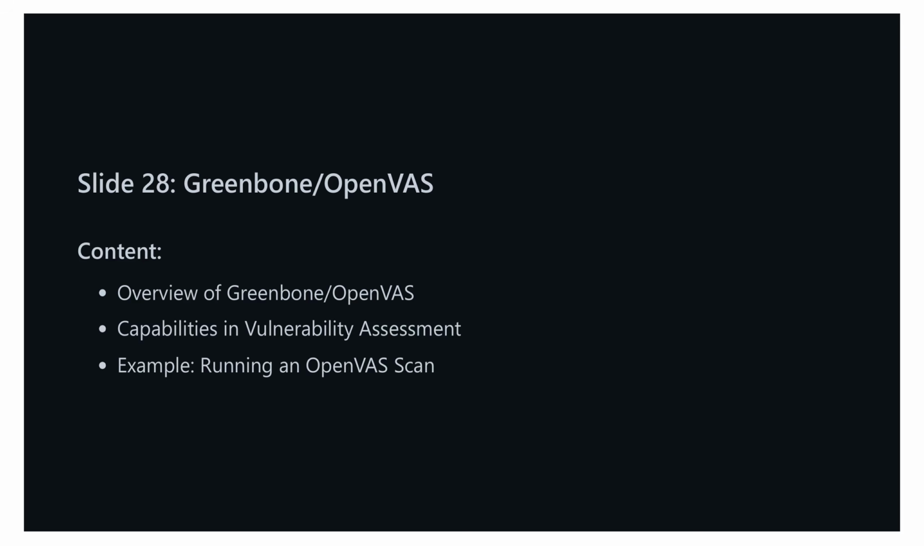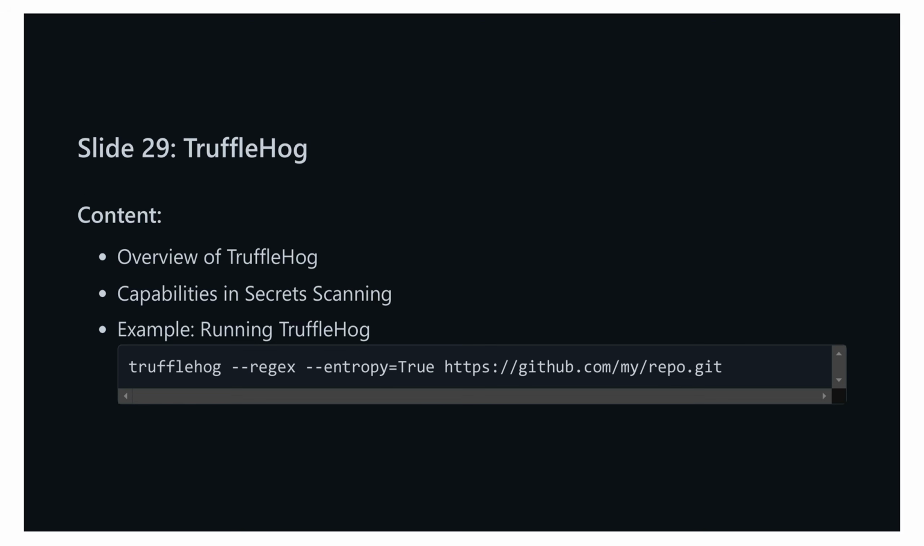To run a basic OpenVAS scan, you'll need to configure your OpenVAS environment first. Once configured, you can initiate the scan and analyze the results to improve your security posture. Now let's move on to the next section, which will focus on TruffleHog, a tool specialized in secret scanning. On the previous slide, we discussed Greenbone OpenVAS, highlighting its capabilities in vulnerability assessment and walking through an example of running an OpenVAS scan. Now let's turn our attention to TruffleHog.